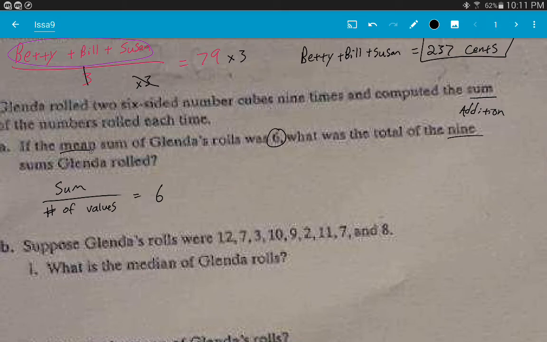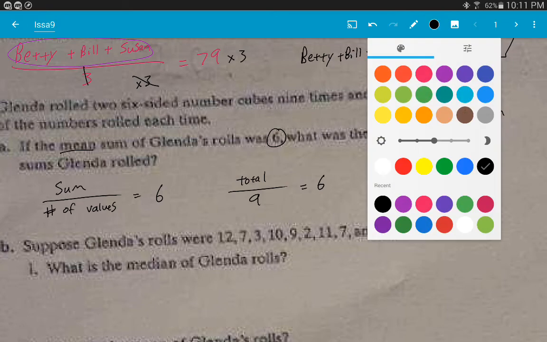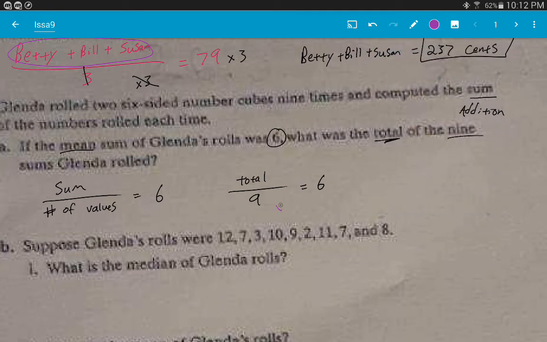So whatever the number is, we want the sum, right? We want the total. So you can use the word sum or you can use the word total. The total divided by the number of values, which is 9, is equal to 6. And we're going to do the same thing we did before. Times 9 on both sides. That times 9 cancels with the divided by 9, and we get that the total equals 54.